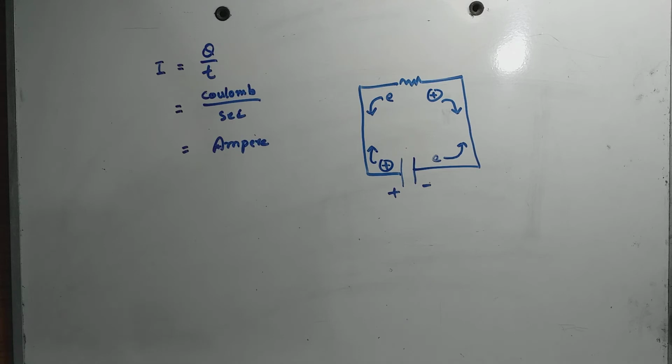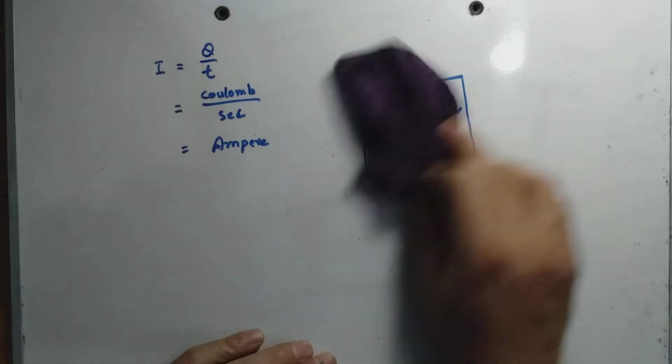Now the next topic is Ohm's law, a very important topic of this chapter. How can we define Ohm's law? The current passing through a conductor is directly proportional to the potential difference applied across the terminals of the conductor, if the temperature and the physical condition of the conductor remain constant.